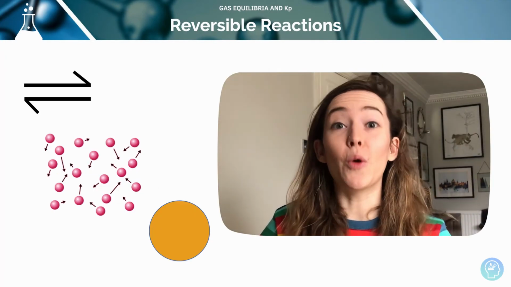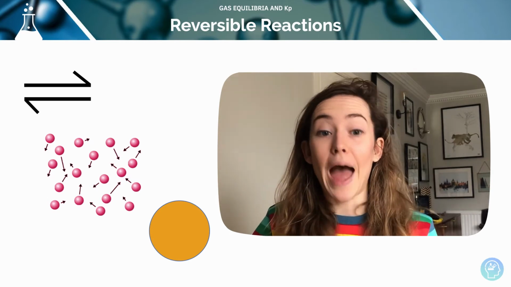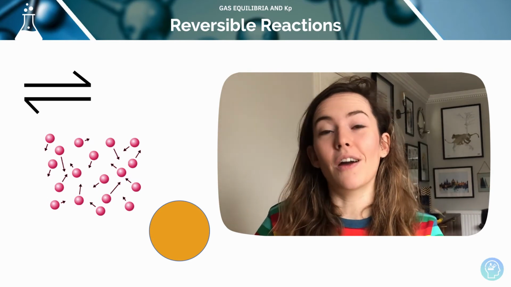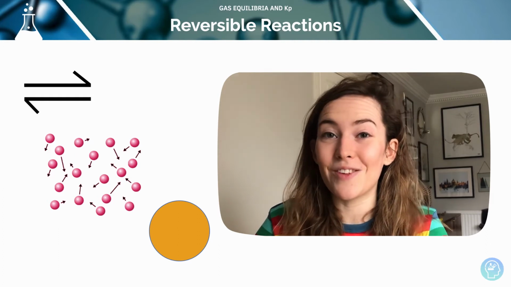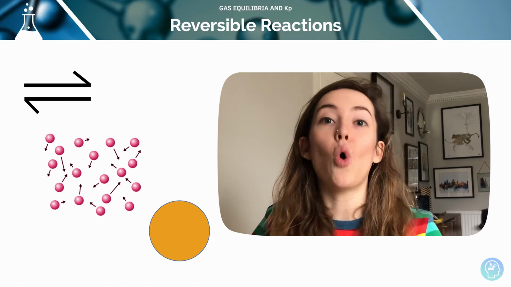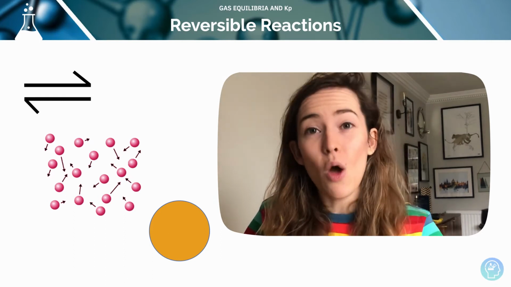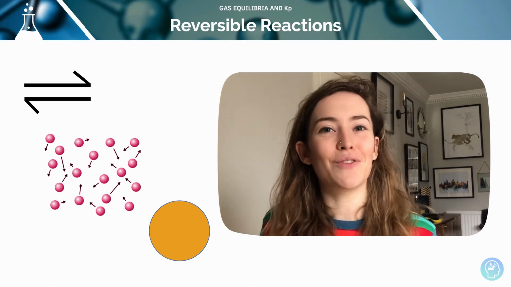Reversible reactions. So we know that these are reactions that can go in either direction, and many reversible reactions occur in the gaseous phase. And that's what we're going to be looking at in this lesson, those types of reactions. These are all going to be happening in a closed system. What we mean by that is that no product or reactant can leave the reaction vessel.